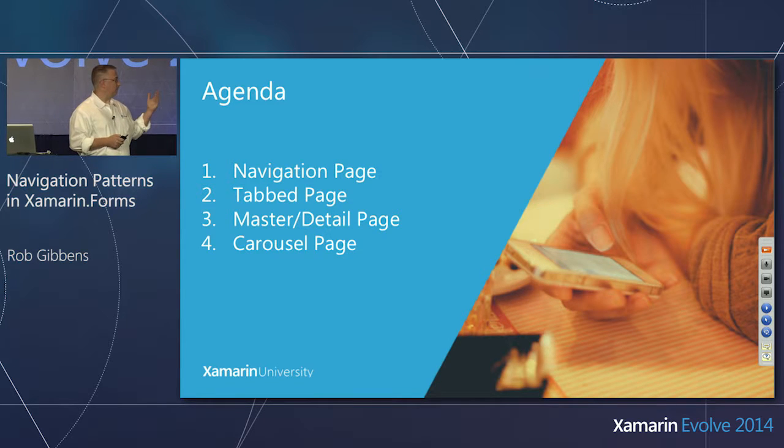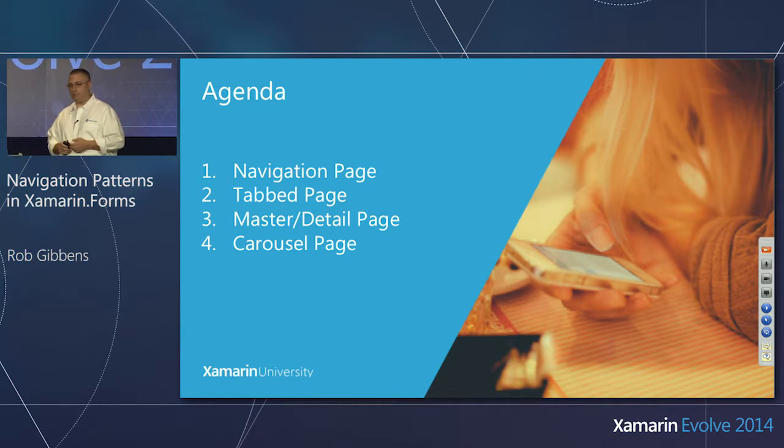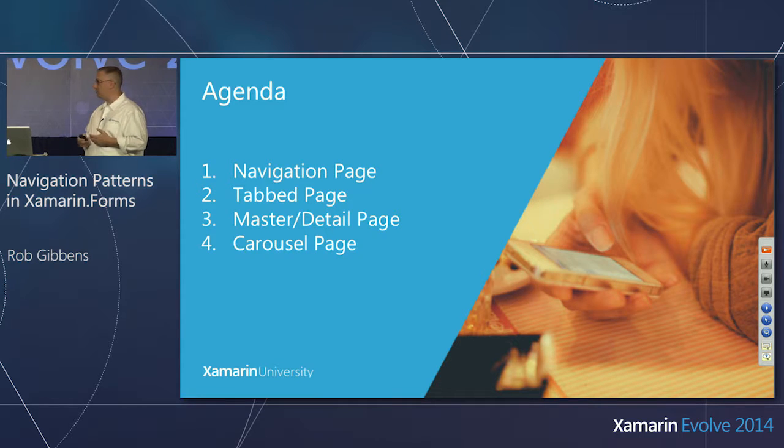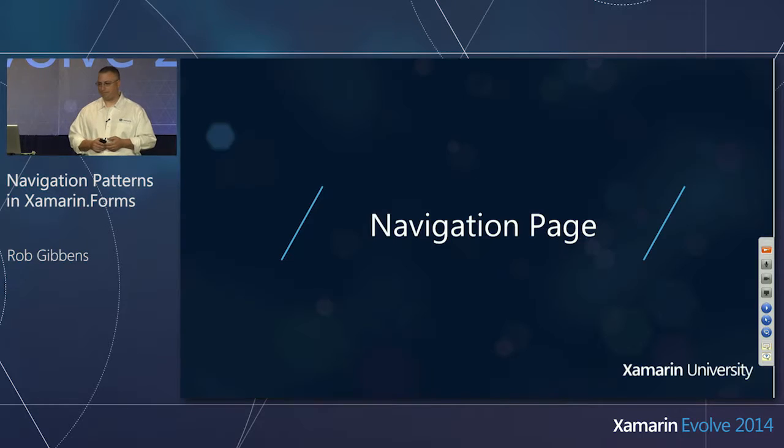We're going to begin with what's probably the most common navigation pattern on all the platforms, which is a stack hierarchy of navigation pages. And we're going to do this with the navigation page in Xamarin Forms. Then we're going to move on to using tabs to display our content and partition the content into separate sections. And then we'll move on to the master detail page. And finally, we'll finish with the carousel page.